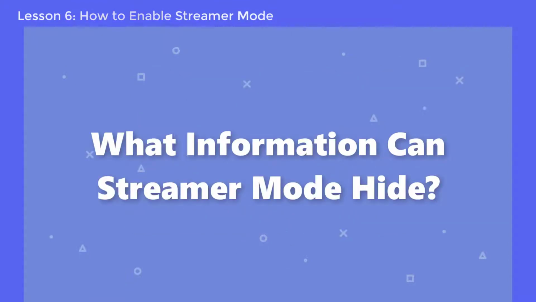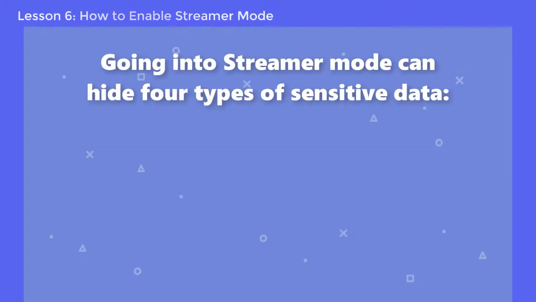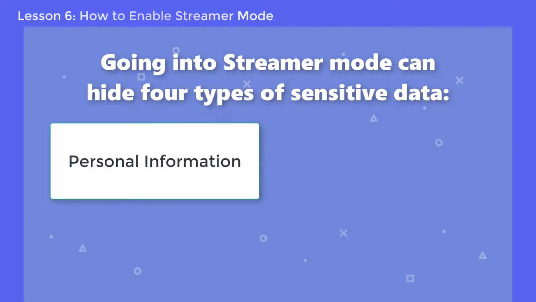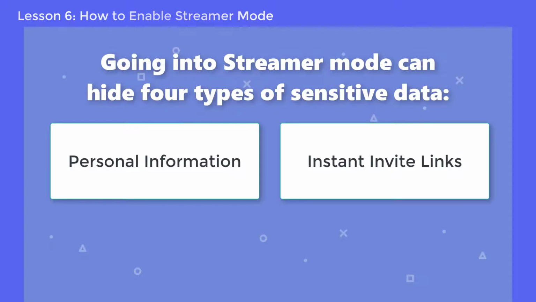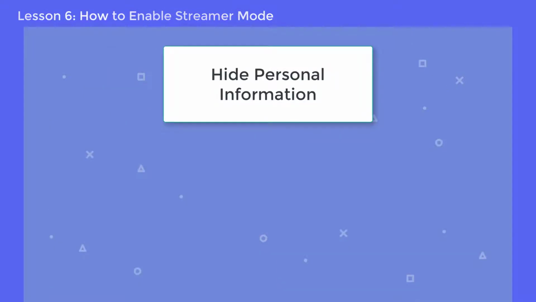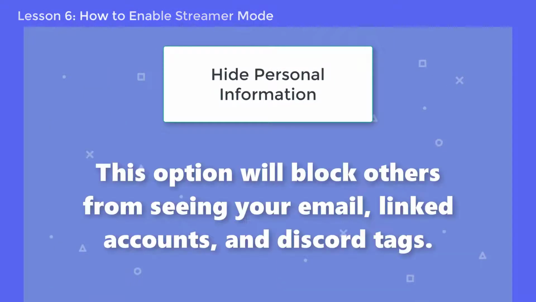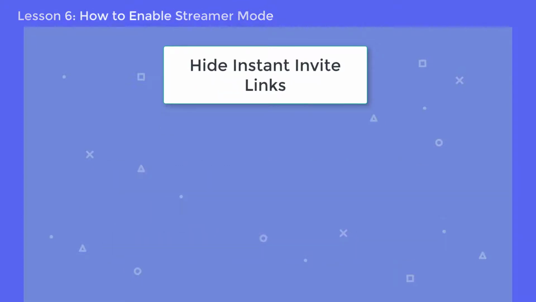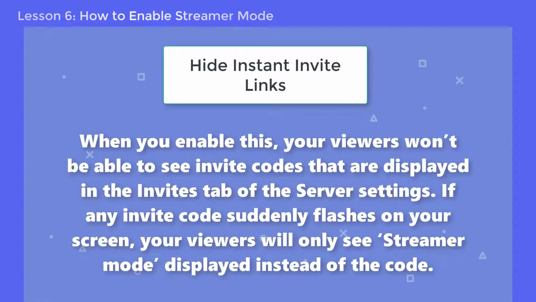So what information can streamer mode hide? Going into streamer mode can hide 4 types of sensitive data: personal information, instant invite links, sounds, and notifications. Hide personal information. This option will block others from seeing your email, linked accounts, and Discord tags. Hide instant invite links. When you enable this, your viewers won't be able to see the invite codes that are displayed in the Invites tab of the server settings.